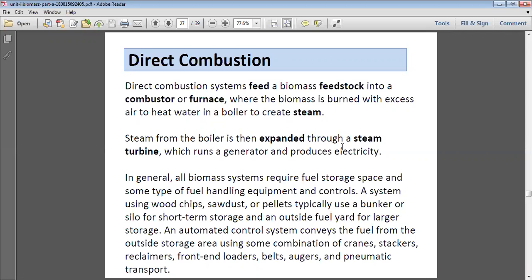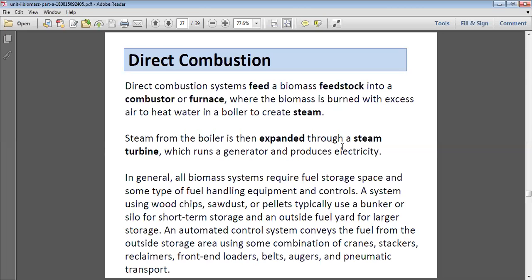So we have to keep it in storage, and that storage can be a silo if it is for short-term storage, or it will be an outside fuel yard storage if we have to store it for a longer period of time and generate a bigger amount of electricity out of it.